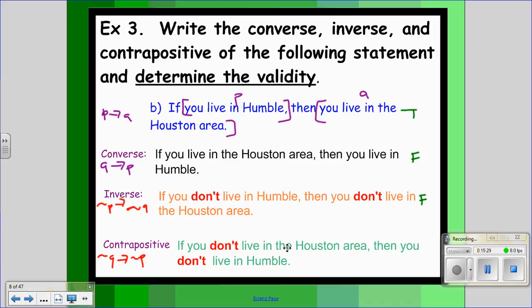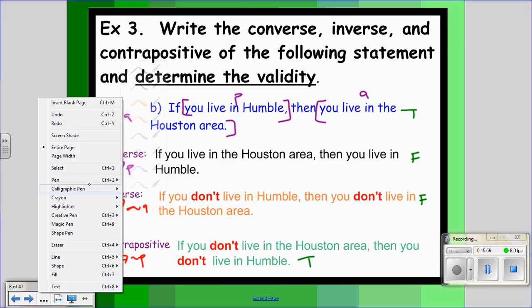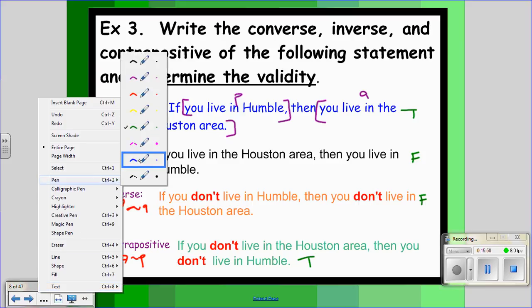Now, the last one. If I don't live in the Houston area, then I don't live in Humble. And that would be true. Because, again, you have to be in Harris County in order to be in Humble. So, if you're not in Harris County or the Houston area, then of course you're not going to be in Humble.